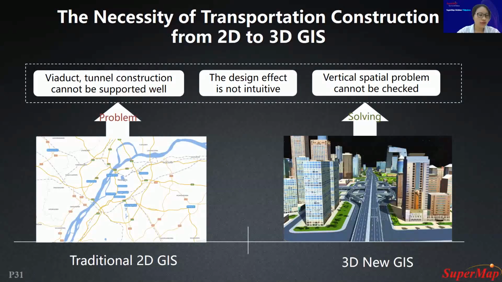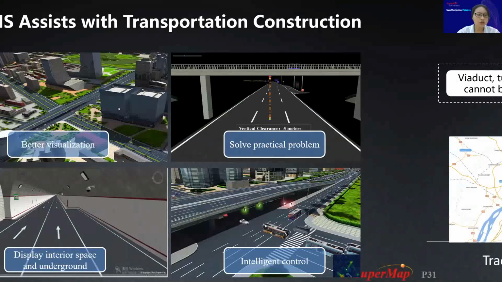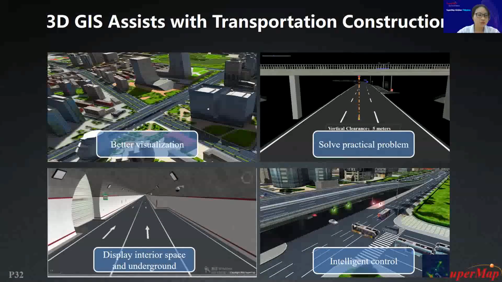So let's look at how 3D GIS assists transportation construction. Firstly, 3D GIS provides better visualization of the reality scene. We can view the sky, the objects on the ground, even objects underground at the same time. It can also solve practical problems such as the height design of overpasses and display interior space such as the tunnel model. Meanwhile, 3D technology makes intelligent scenes possible.